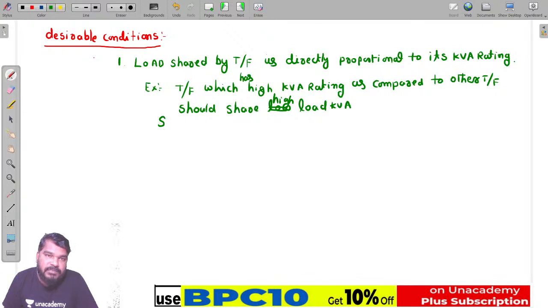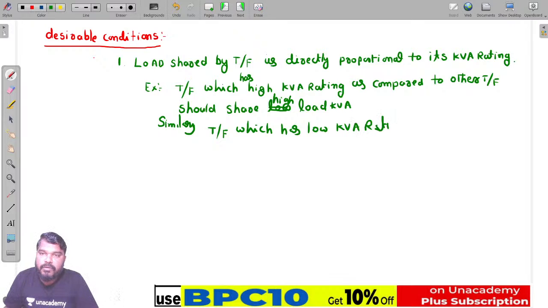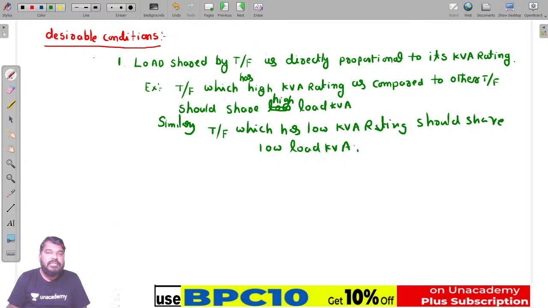Similarly, the transformer which has a low kVA rating should share the low load kVA. So this is nothing but: load shared by the transformer is directly proportional to its kVA rating.